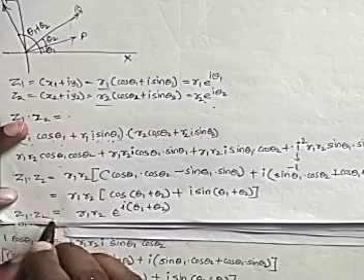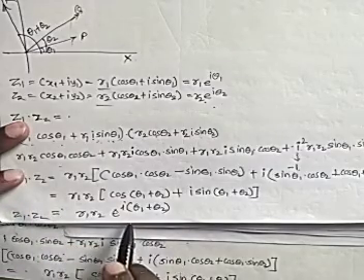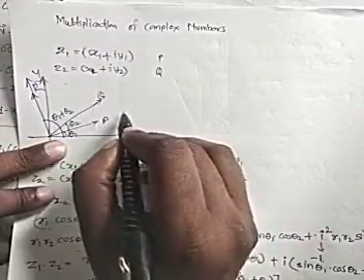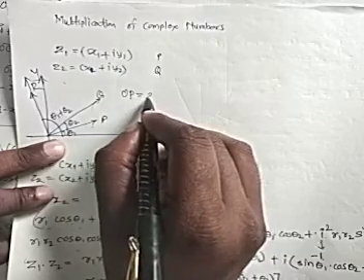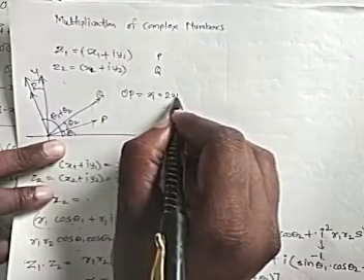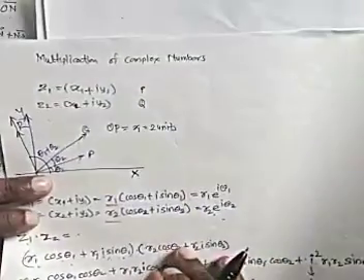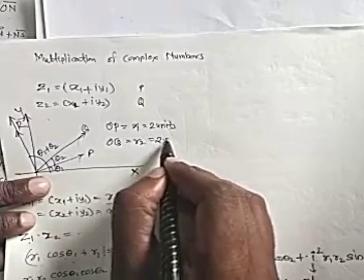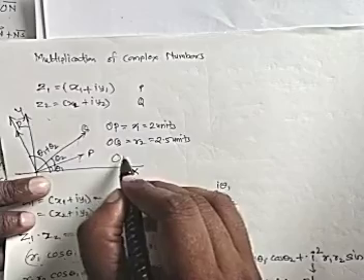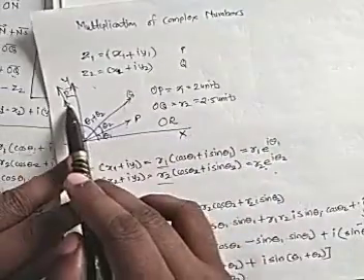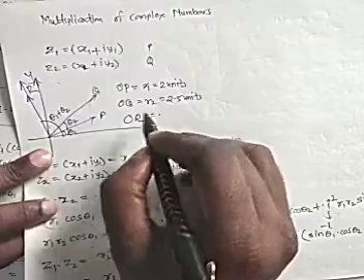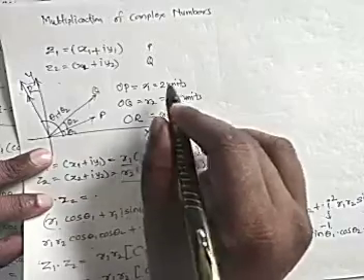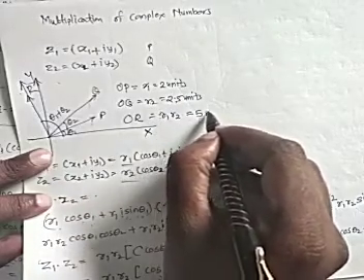So Z1 dot Z2, we get a particular form. If we consider that the length of OP, that is R1, is equal to 2 units, and OQ is equal to R2, which is equal to 2.5 units, then OR will be the resultant, the product R1 into R2. So this into this will become 5 units.